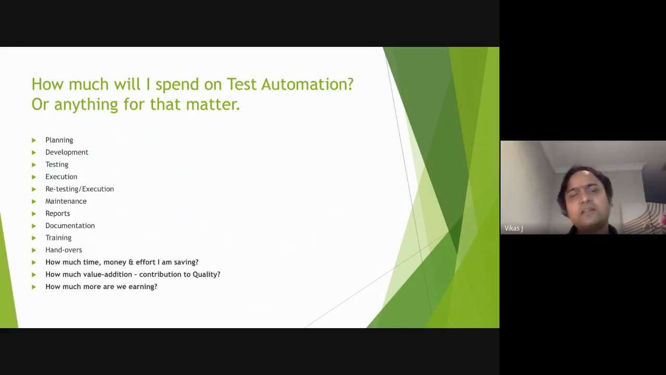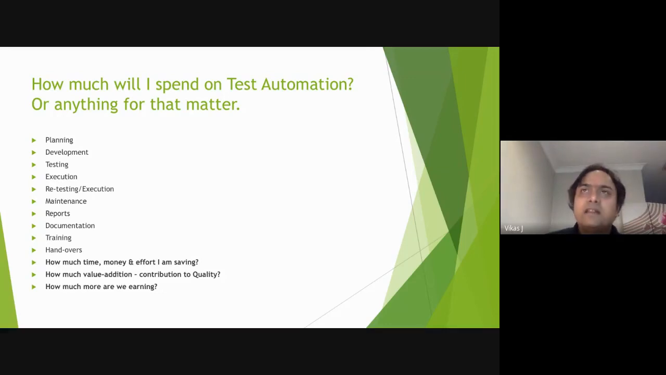Because it's test automation, we have to think, okay, how much am I able to spend on planning? How much for development? How much for testing? How much for execution? Maintenance, retesting, report generation. And then, of course, once it is in place, I have to train the other manual testers or automation testers or even the developers for that matter. And there can be handover sessions. And then how much time, money, and effort am I saving? Once we have calculated or estimated all of this, or even spent, how much am I saving? And how much value addition am I doing? Am I contributing to the quality?